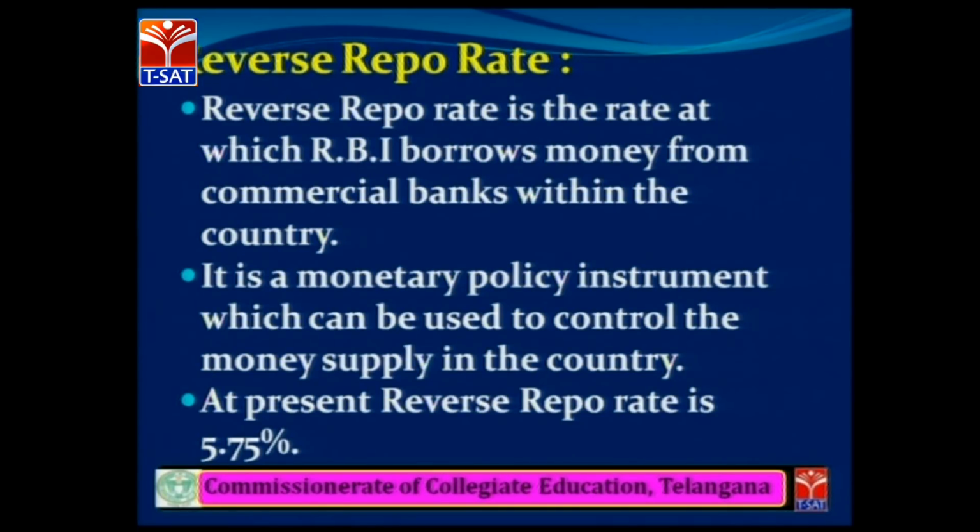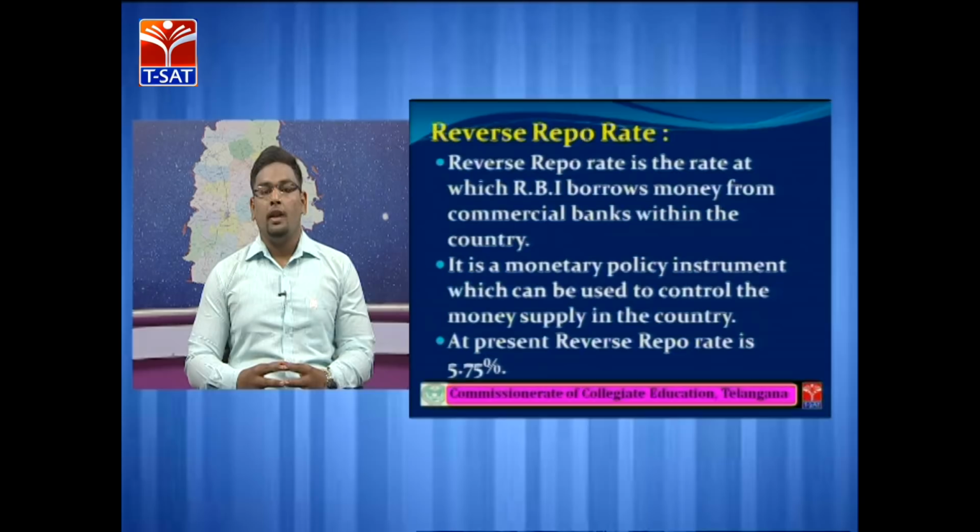Now let us get to know about reverse repo rate. As the name itself suggests, reverse repo rate is exactly opposite to the repo rate. In repo rate, the commercial banks borrow money from RBI. In the reverse repo rate case, RBI borrows money from the commercial banks within the country. It is a monetary policy instrument which can be used to control the money supply in a country. If RBI doesn't borrow money from commercial banks, these commercial banks have the freedom to give away loans as they wish. So in order to control the money being supplied within the country, RBI chooses reverse repo rate. At present the reverse repo rate is 5.75%.